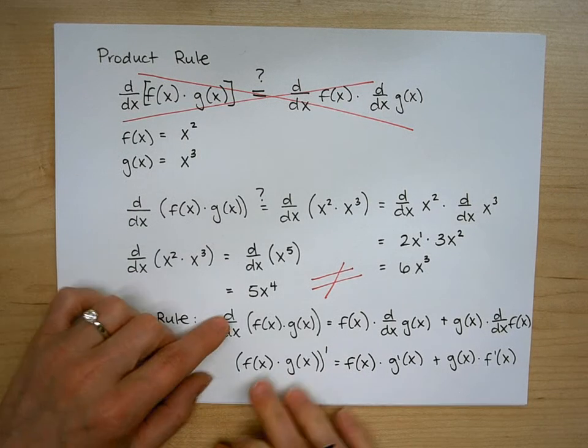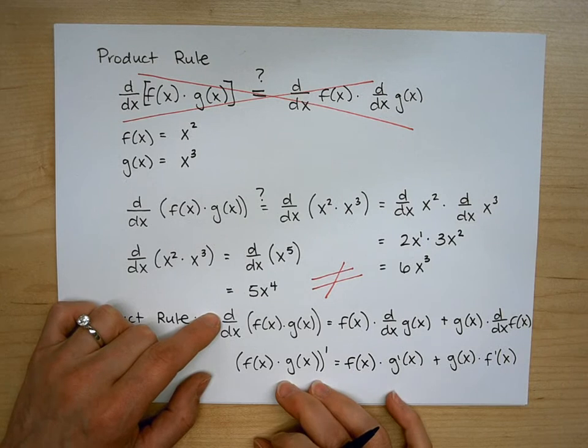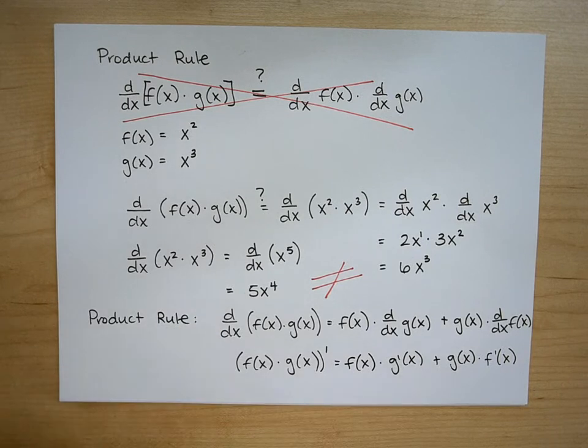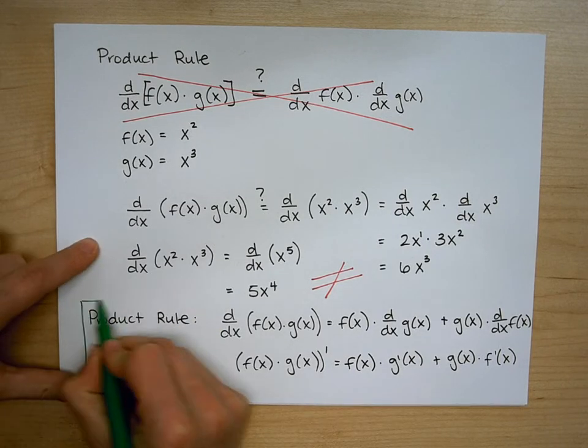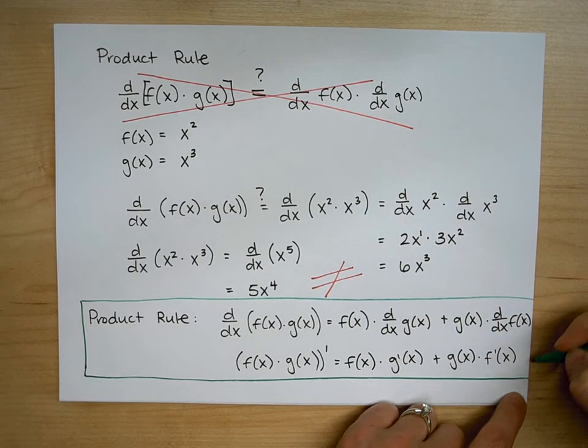Okay, so these two are the exact same rule. So you don't have to memorize both of these things. It's the exact same rule. It's just written using two different forms of notation that we've learned so far. So this one's going to be really important. We'll want to remember this.